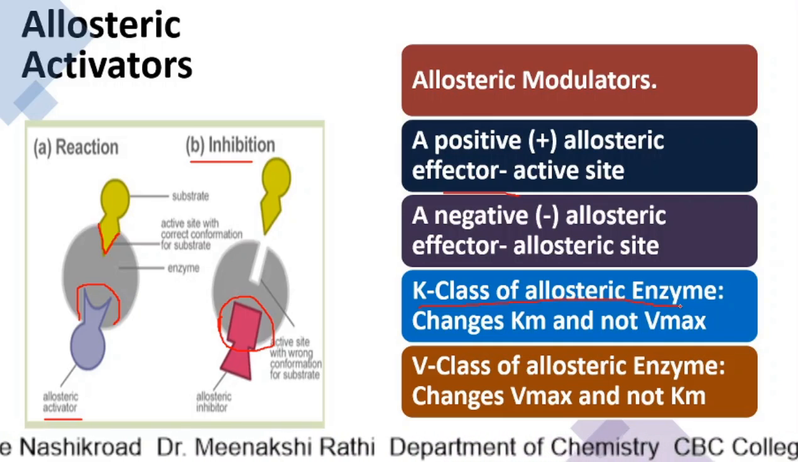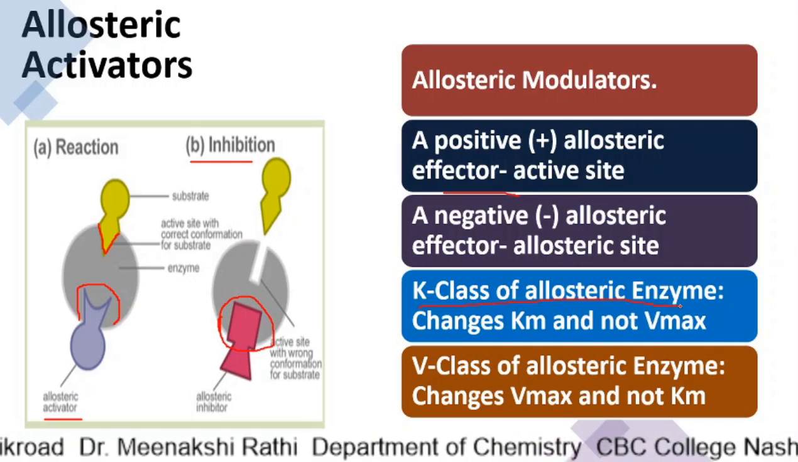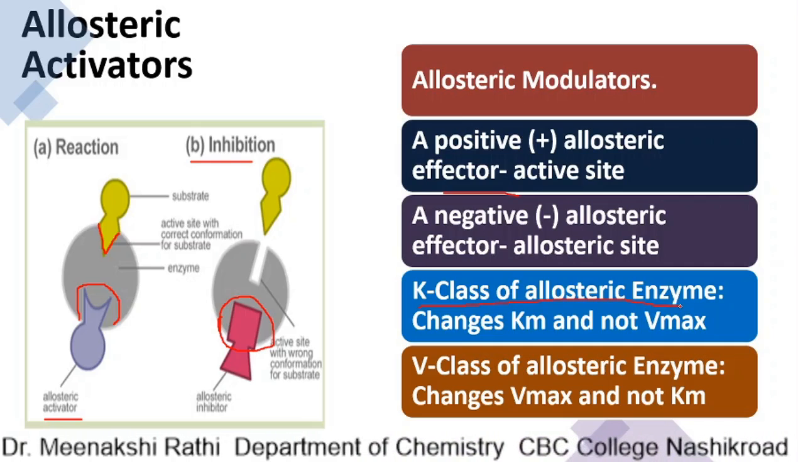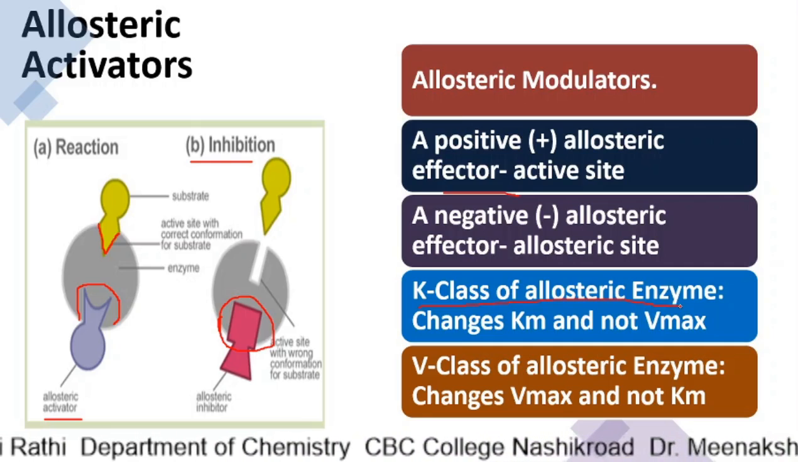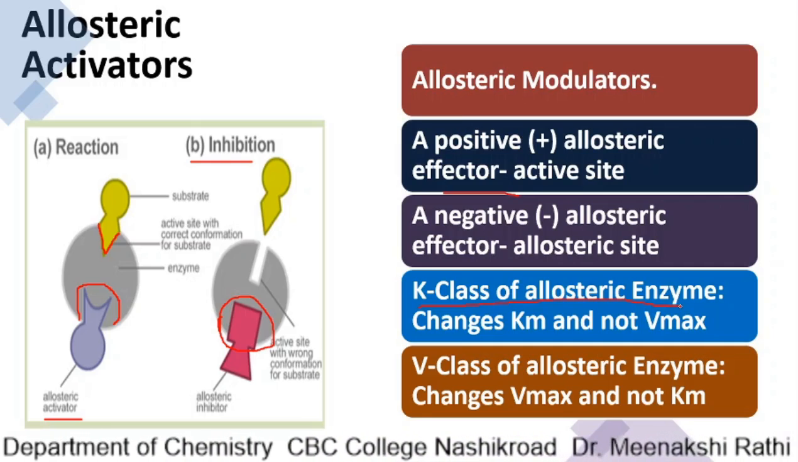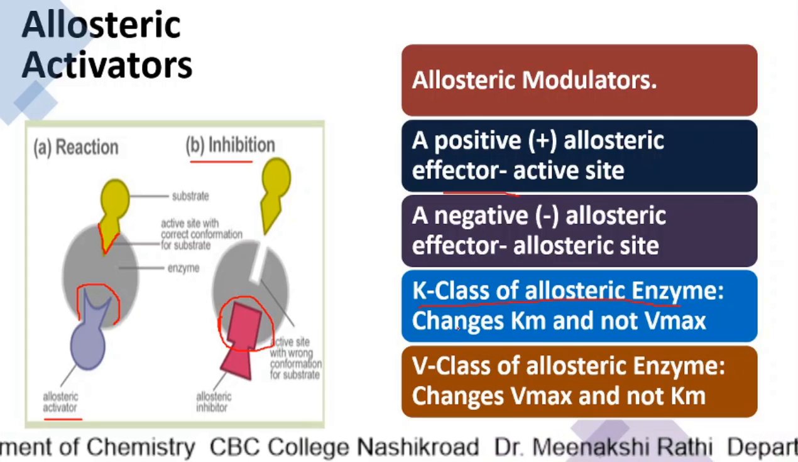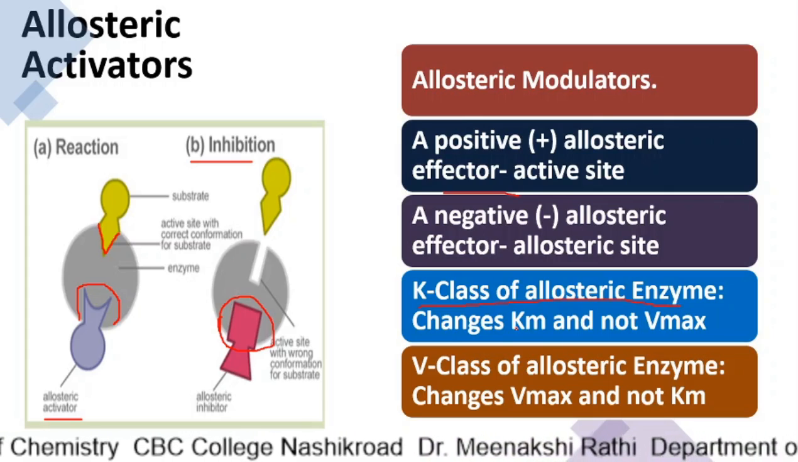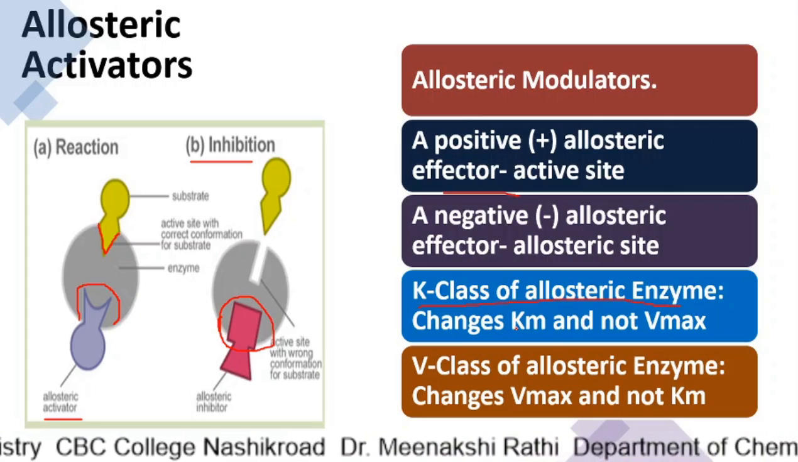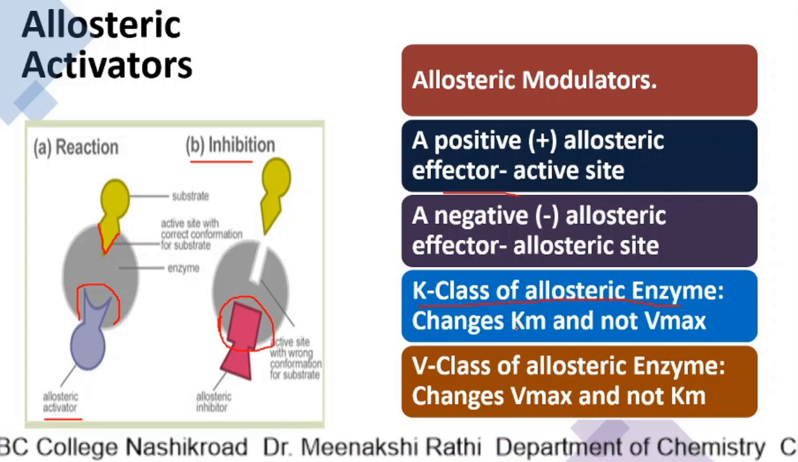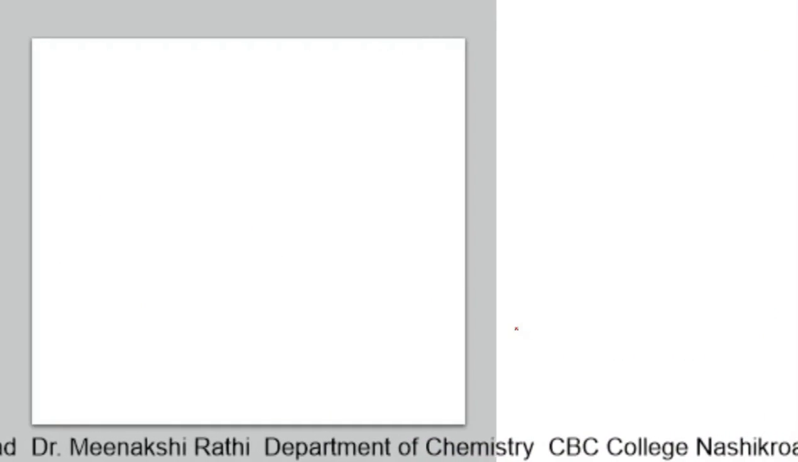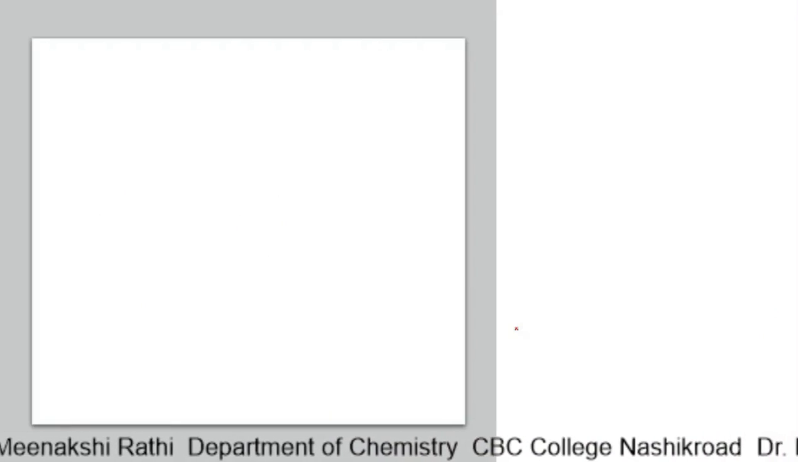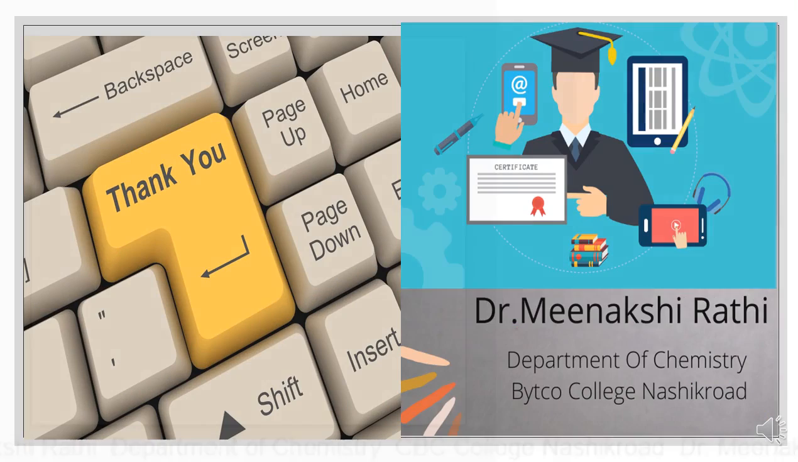So, allosteric enzymes are of two types: K class, where Km is changed, and V class, where Vmax is changed. When Km is changed, it is just similar to a competitive inhibitor, and when Vmax is changed, it is just similar to non-competitive inhibitors. So, here we have discussed allosteric enzymes. Thank you so much.